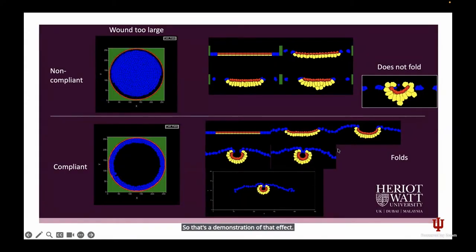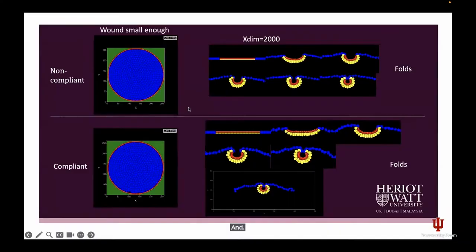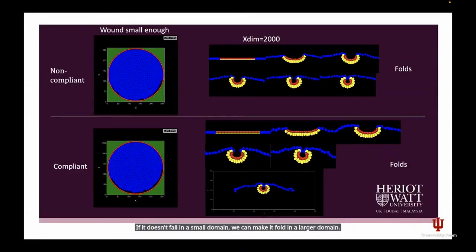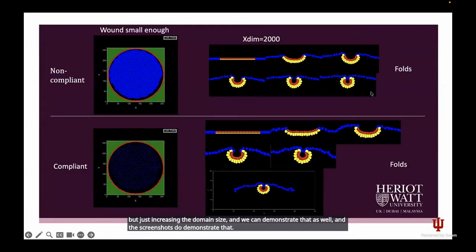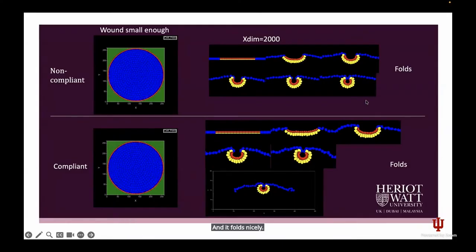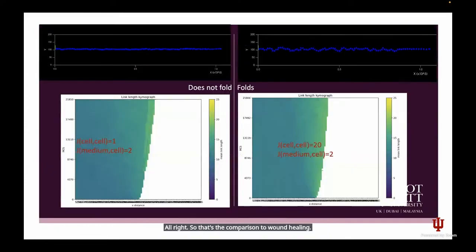And then if it doesn't fold in a small domain, we can make it fold in a larger domain by just increasing the domain size, and we can demonstrate that as well. And the screenshots do demonstrate that. And it folds nicely when you set the domain size large enough. All right, so that's the comparison to wound healing with the tissue folding.